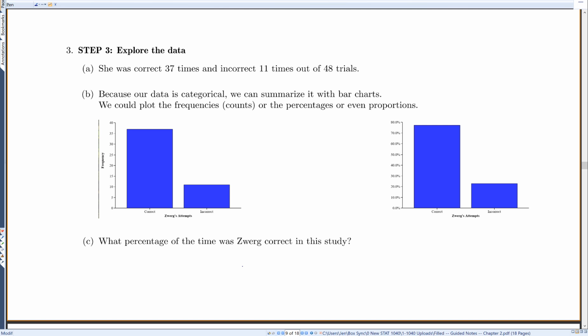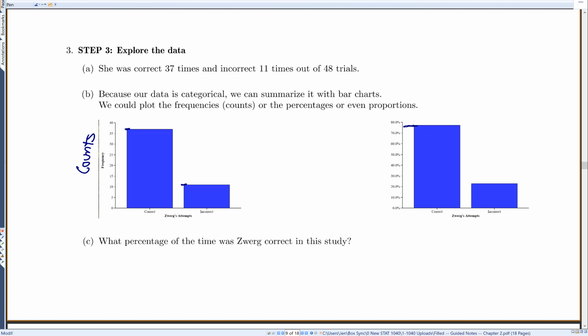Then we explore the data. So she was correct 37 times and incorrect 11 times. You can see in the bar graph, if I do the frequency, which is just my counts, she was correct 37 times, wrong 11 times. Or you could change it to a percentage. So she was correct about 78% of the time.